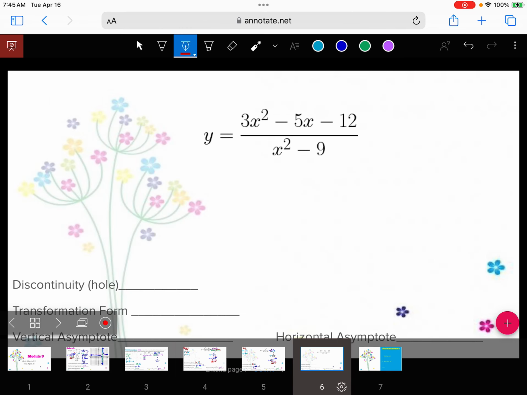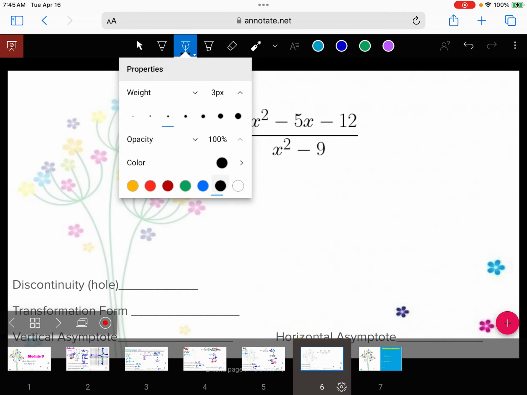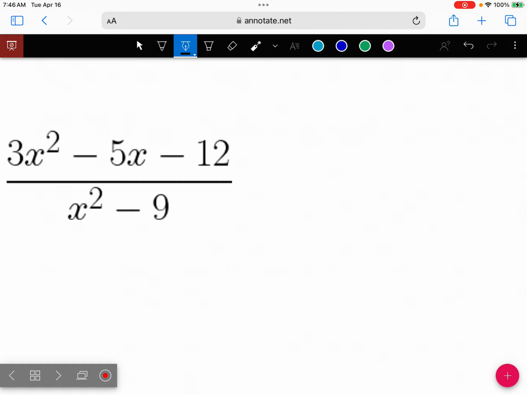Okay, let's do one more. This one's a little bit harder. So we're going to have to do factoring on both the top and the bottom. So we're going to come over here and we're going to put everybody in our factored form. That's going to be our first step.